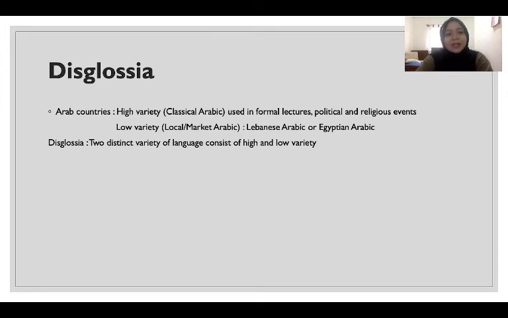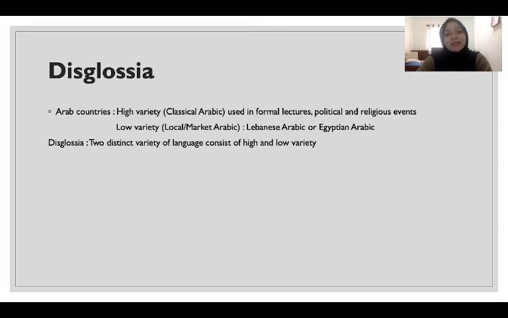Next one is dysglossia. Okay, so what is dysglossia? Dysglossia is two distinct varieties of language consisting of high and low variety. Okay, a good and excellent example of dysglossia is in Arab countries, using the Arabic language. If you attend formal lectures in universities or political events or religious events, the speakers will use classical Arabic, and classical Arabic is considered the high variety in Arab countries.